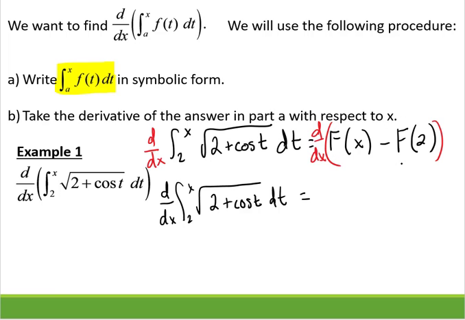Okay, well, what's the derivative of big F of x? Well, that's small f of x. Derivative of big F of 2, well, that's 0, because that's some number. So this is now equal to f of x. F of x is hanging out right here. So this equals 2 plus cosine of x. There's no dx attached to it, okay? It's just the function that you see there.